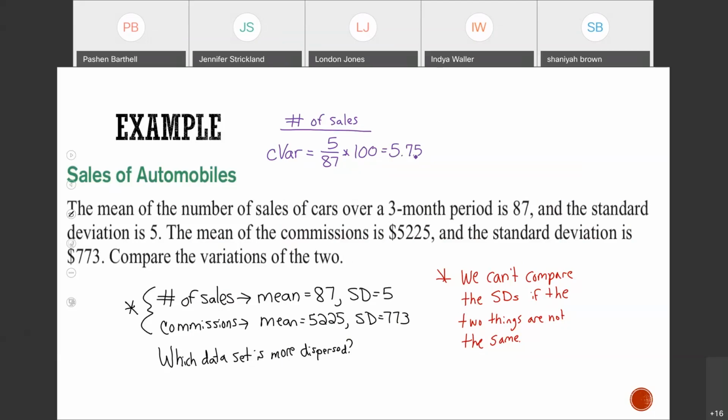Then I'm going to do the same thing for the other one, for the commission. Again, remember the formula says standard deviation on the top. So that's the 773 over the 5225 times 100. That gives me 1479.